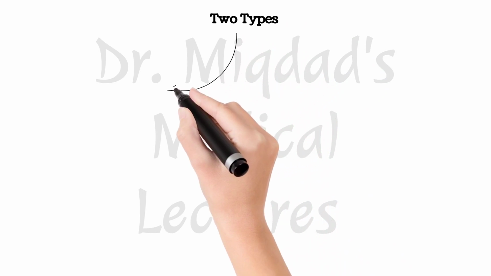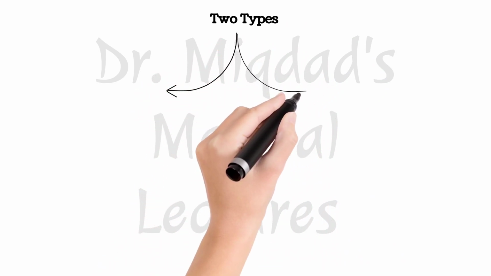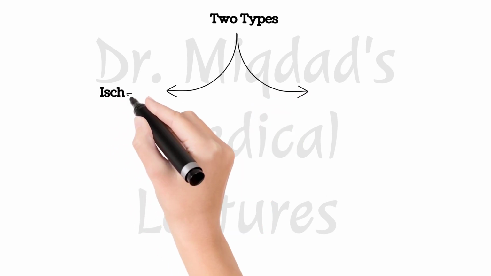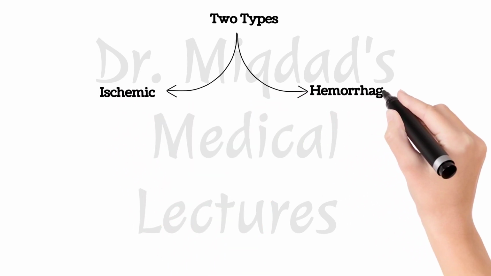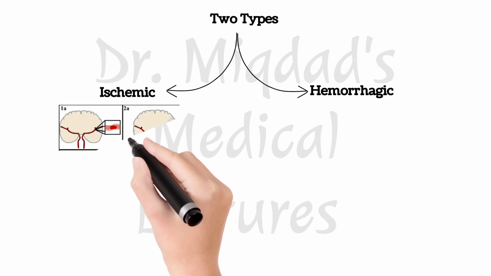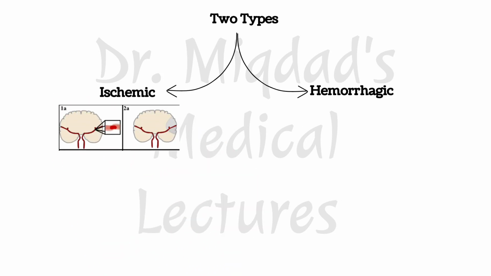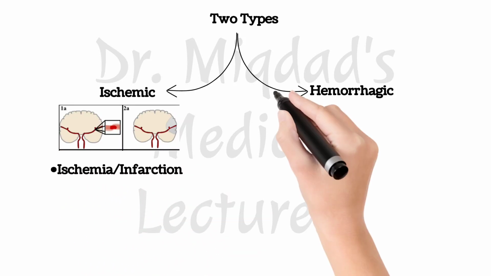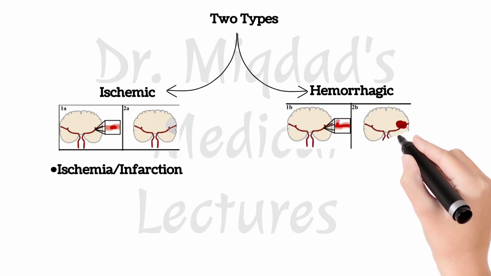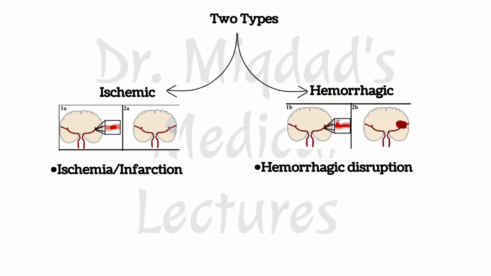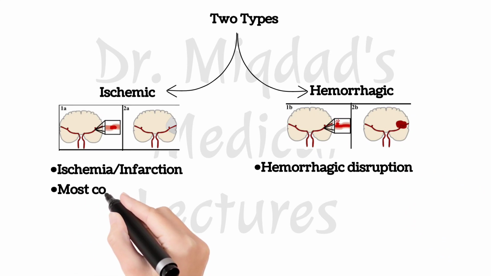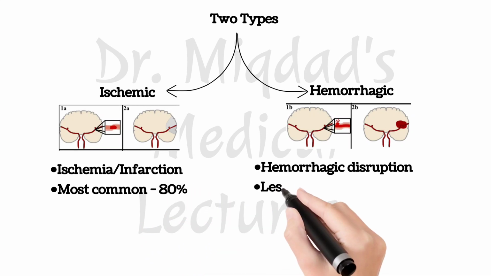So now we discuss the types of stroke. It is divided into two types, that is ischemic and hemorrhagic. Now let's discuss the important differences between these two types. In ischemic stroke there will be ischemia or infarction, whereas in hemorrhagic type there will be hemorrhagic disruption, or we can say bleeding in brain tissue or subarachnoid space. Ischemic type is more common, comprising 80% of cases, whereas hemorrhagic is seen in only 20%.